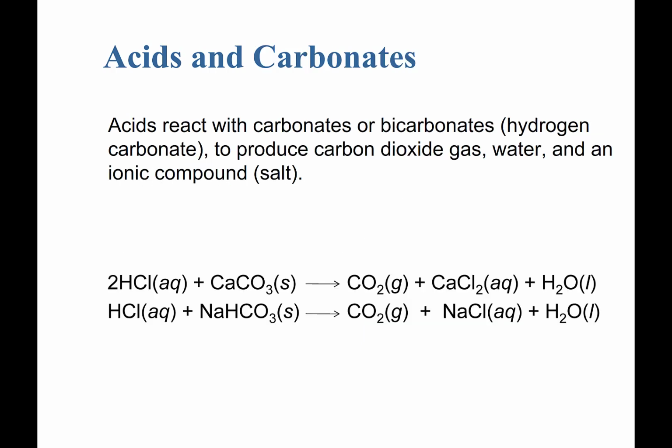Okay, our other one is an acid with a carbonate, and a carbonate is always CO3, that polyatomic ion. An acid with a carbonate makes carbon dioxide, which is a gas, water, which is a liquid, and then a salt. This is going to be fairly easy to do because we know we are going to form carbon dioxide. So that means you're going to take and get rid of the C and the O.